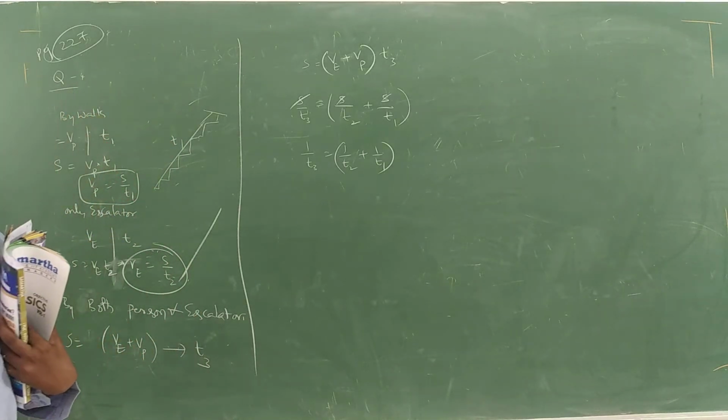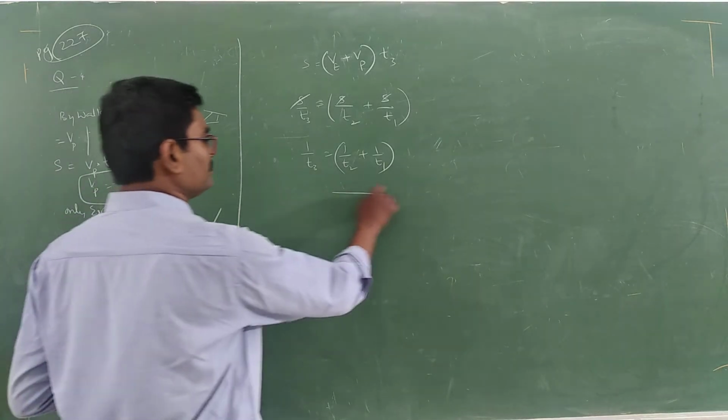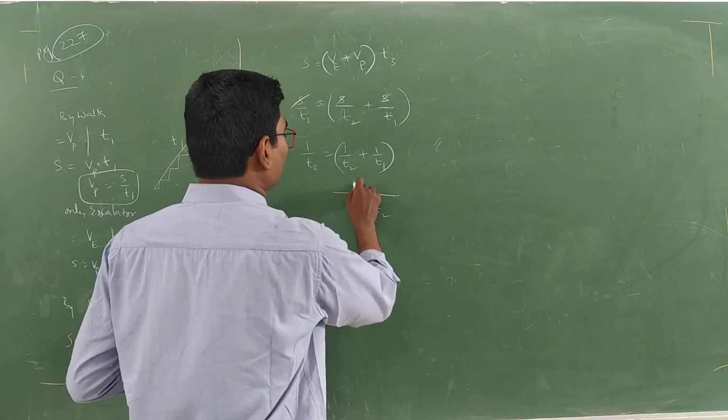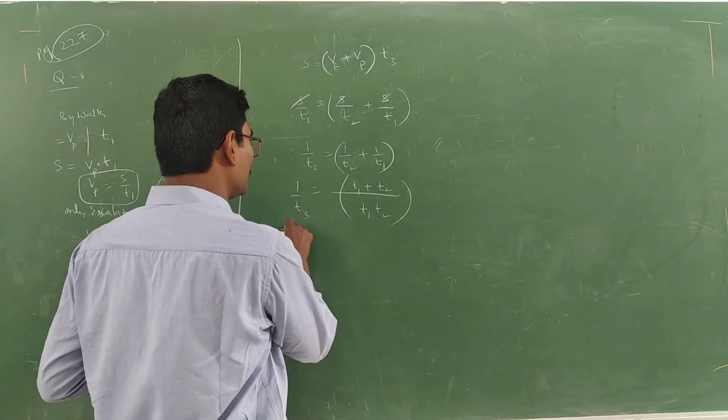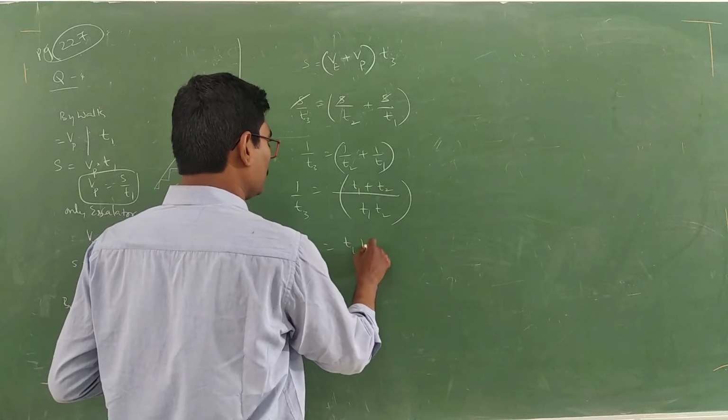1 by T2 plus 1 by T1. What is the LCM? T1 T2. So here, T1 plus T2, that is equal to 1 by T3. So T3 is equal to what?